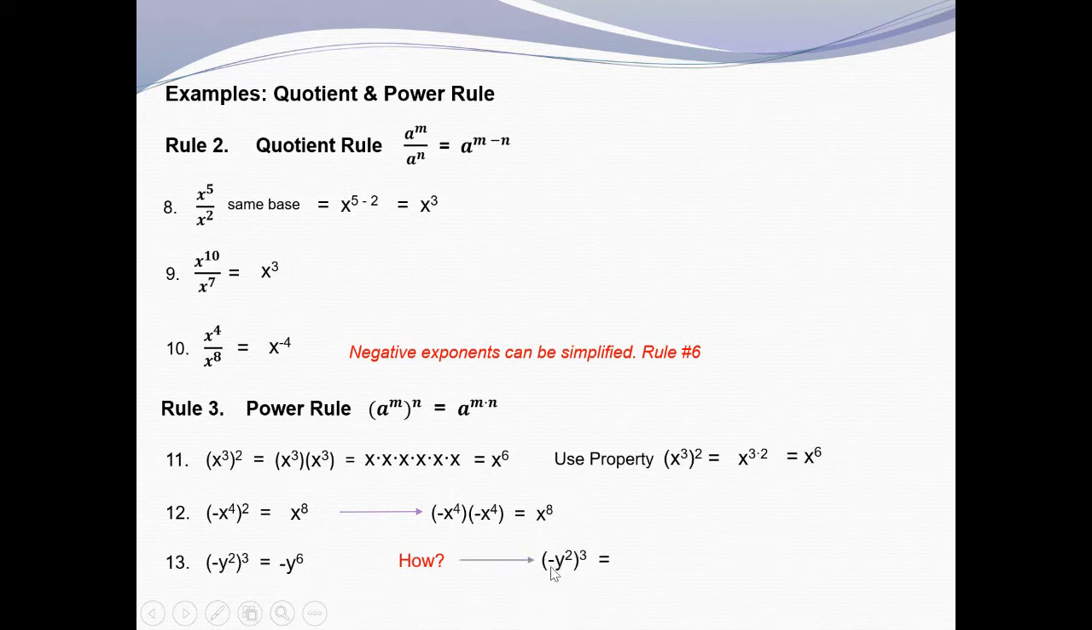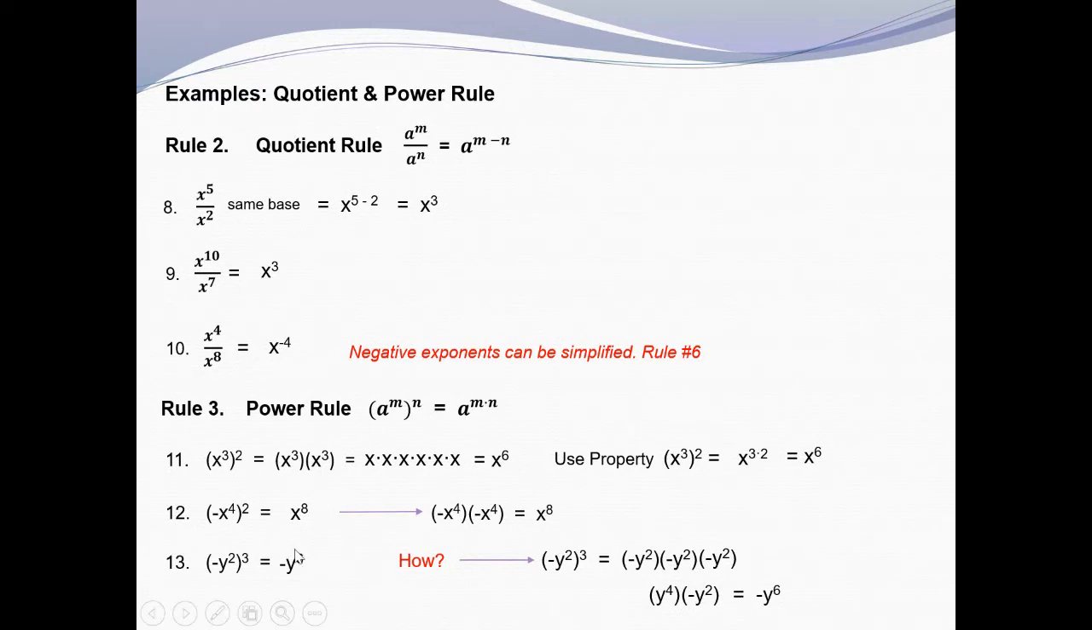This negative y squared, because everything's in parentheses, means negative y squared times negative y squared. Negative y squared times negative y squared will give you positive y to the fourth. Then you multiply it again times negative y squared, because it's cubed. So positive y to the fourth times negative y squared is going to give us negative y to the sixth. If this confuses you guys, break it down like I did here, take it slowly, so that you can make sure you answer correctly with a positive or negative sign.